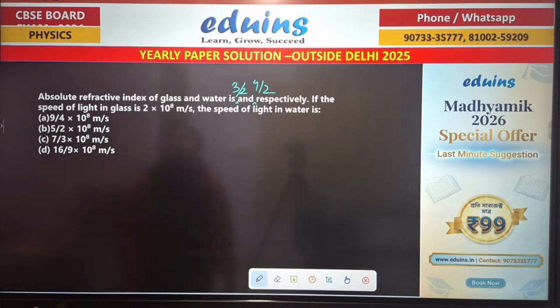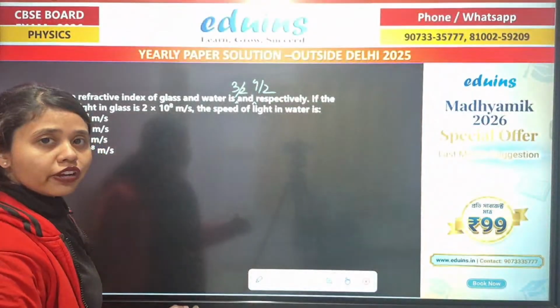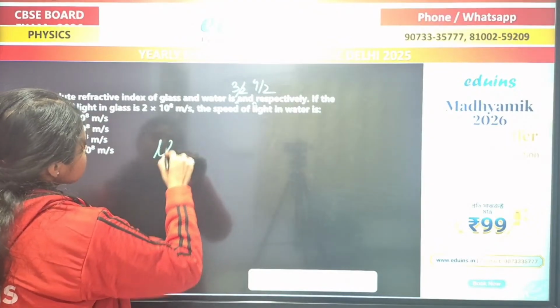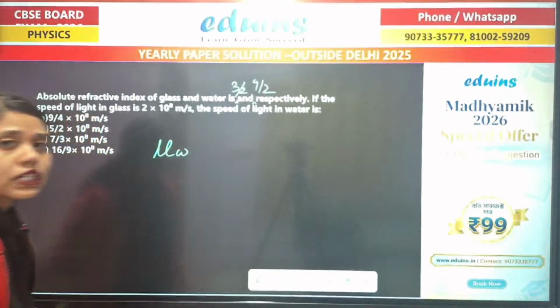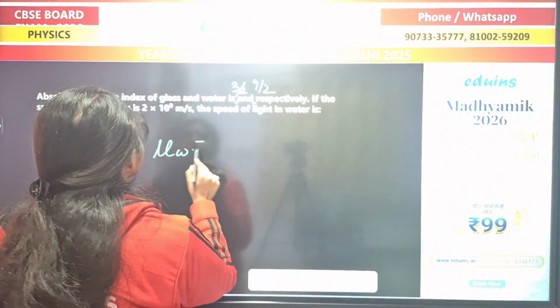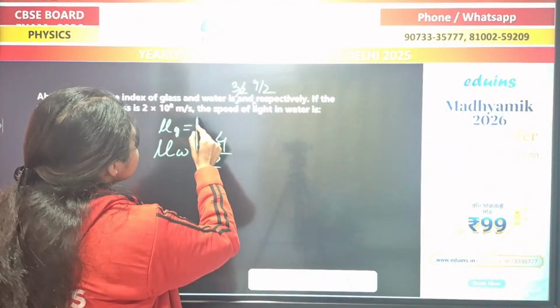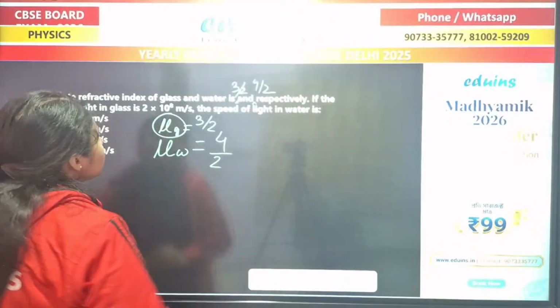Okay, now, what is the absolute refractive index? We know that. So, a glass and water. And we know the speed of light in water, and what will be the relation of the refractive index and the speed? Okay, so let's solve it. At first we have to know the absolute refractive index of water. So we take mu water. Mu of water is 4 by 3 and refractive index of glass is 3 by 2. So this is the absolute refractive index.